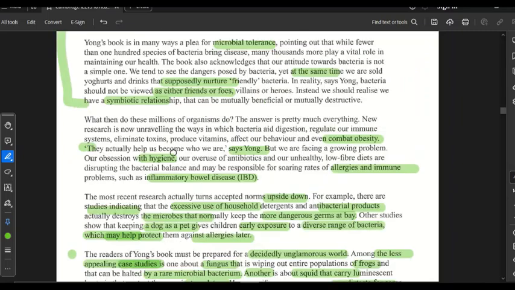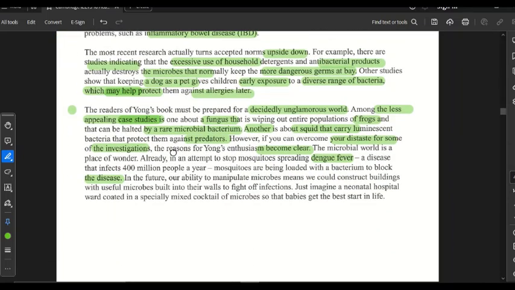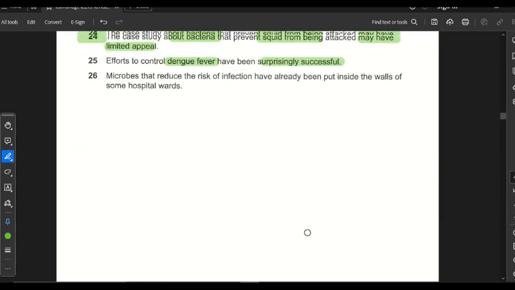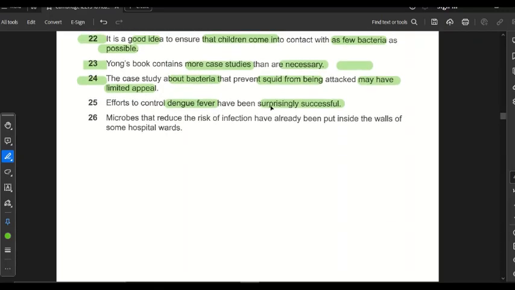Let's proceed and see something. In the future, our ability to manipulate microbes means we could construct buildings with useful microbes built into their walls to fight off infections. Just imagine a neonatal hospital ward coated with a special cocktail of bacteria, of microbes, so that babies get the best start in life. So that one is not even talking about effort to control dengue fever.